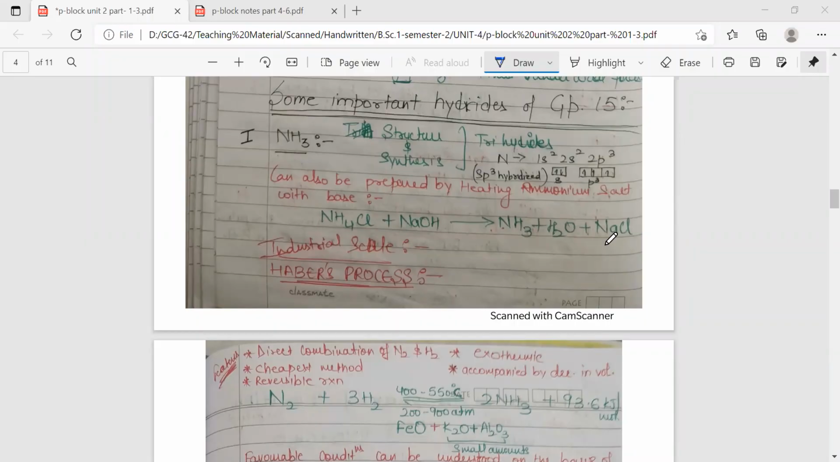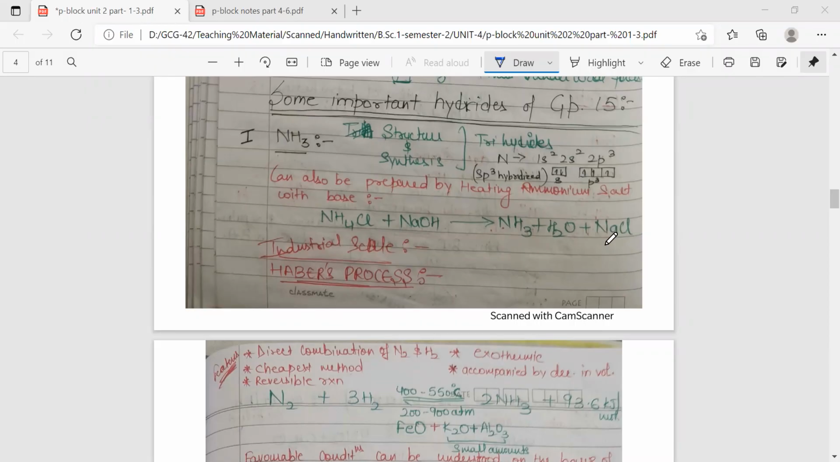So this is the second video on the last unit, that is the P block elements part 2. Here we will be discussing the compounds of group 15. So we are discussing the hydrides of group 15.